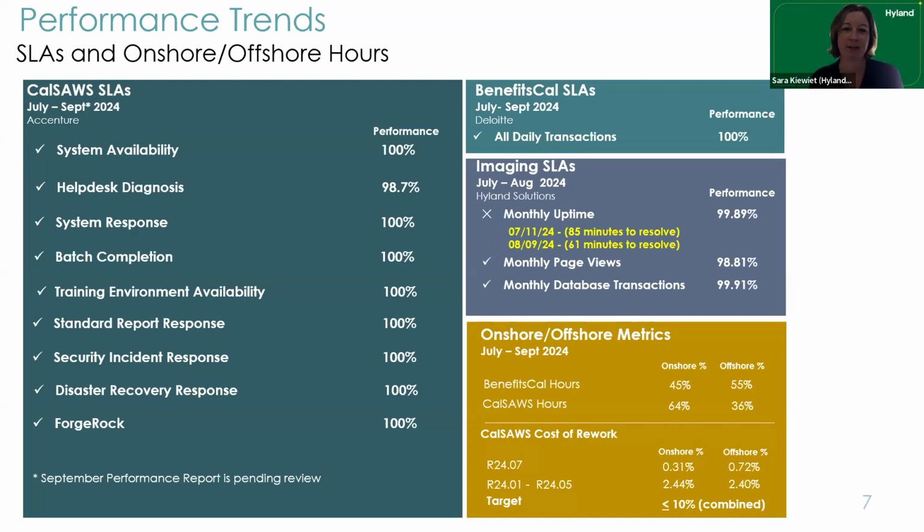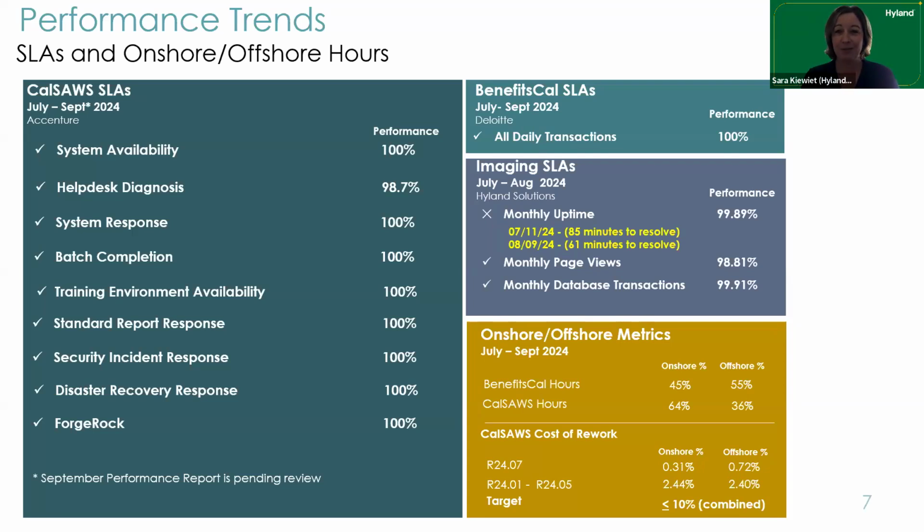Good morning. My name is Sarah Kiewit with Highland to review the imaging SLAs. Ours isn't quite as boring because we did have a couple of incidents in July and August for monthly uptime. The target each month is 99.9%. And unfortunately, that target was missed in July and August, which did result in SLA credits.